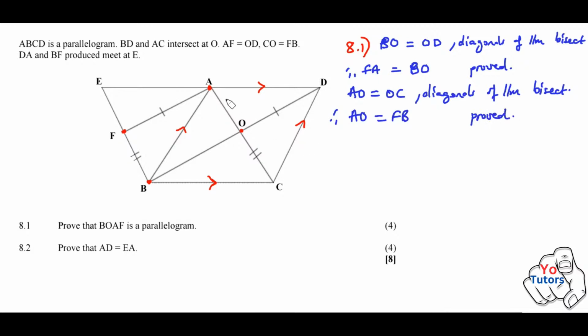Now when we have that, what are we going to be seeing? That is what we are seeing. So if these two are equal, then we are now saying BOAF is a parallelogram.